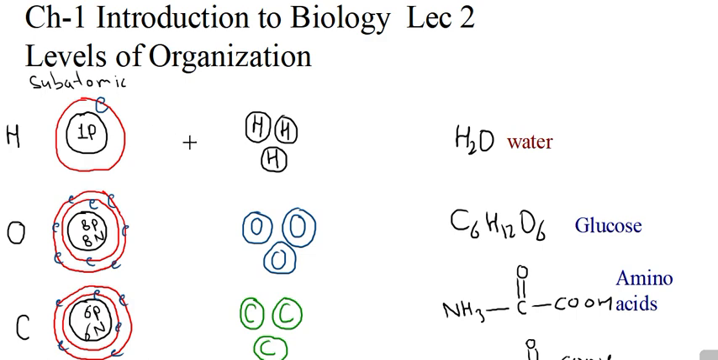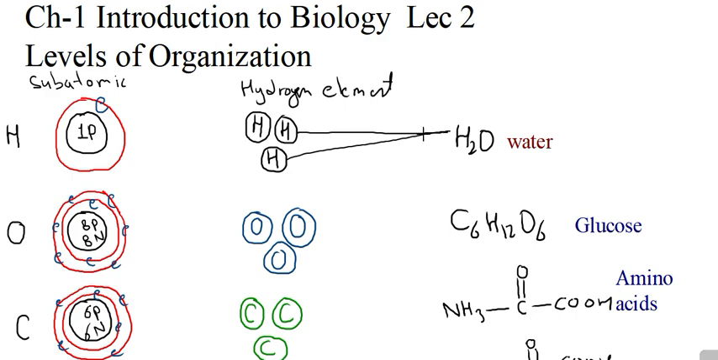So, let's start. A hydrogen element consists of hydrogen atoms, an oxygen element consists of oxygen atoms, and a carbon element has the same kinds of carbon atoms. But these atoms cannot live independently. They are mostly present in the form of molecules and compounds. Like when two atoms of hydrogen combine with one atom of oxygen, they will make one molecule of water.